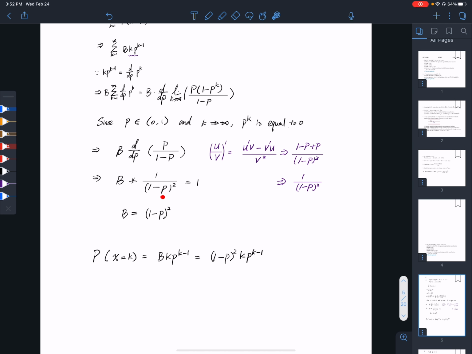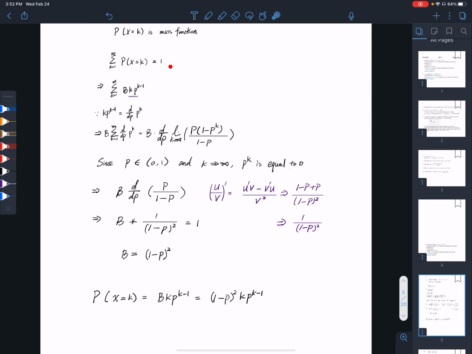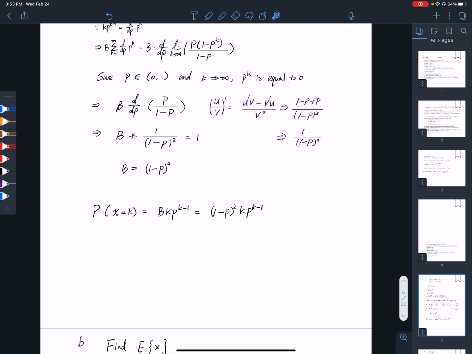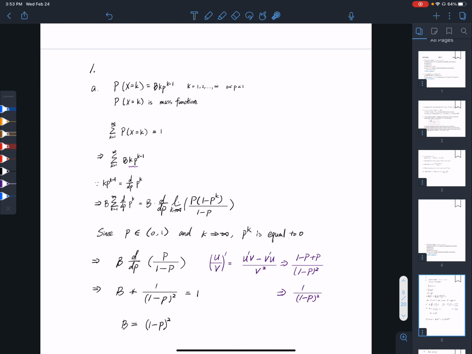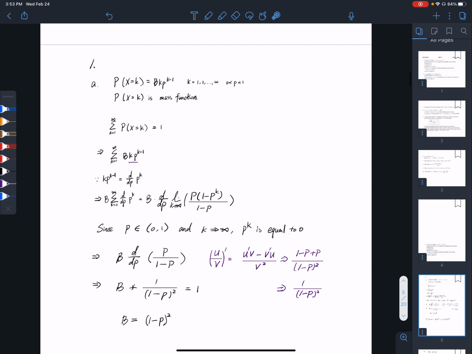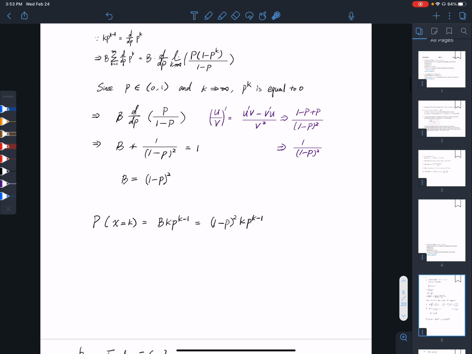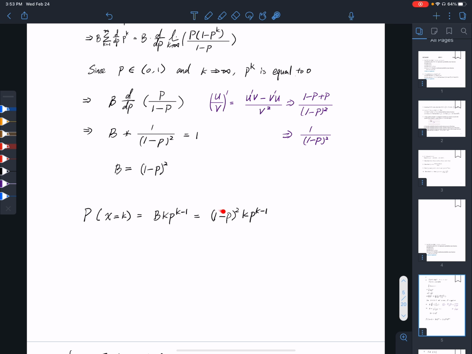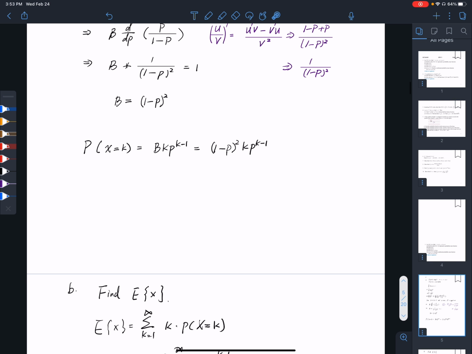We put this back into the equation, and we see b times 1 over 1 minus p to the power 2 is equal to 1. We got b is equal to 1 minus p squared, and we can rewrite the formula P(X equal to k) equal to b times k times p to the power k minus 1: we plug in 1 minus p to the power 2, and we got P(X equal to k) is equal to 1 minus p to the power 2 times k times p to the power k minus 1.